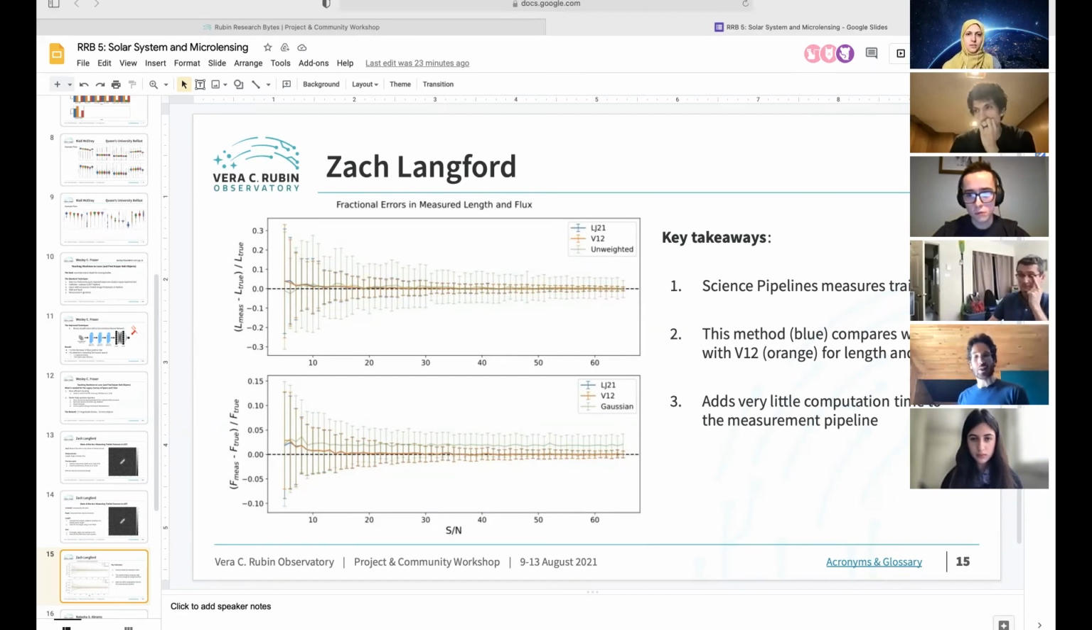So the takeaways here are, one, we now measure trails in the science pipeline, and two, our model compares very well with actually fitting a full forward model for trailed sources. And this adds very little computation time to the measurement pipeline, on the order of microseconds, versus fitting a forward model, which adds upwards of 10 milliseconds, depending on the size of the image and whatnot. That'll do it for me.